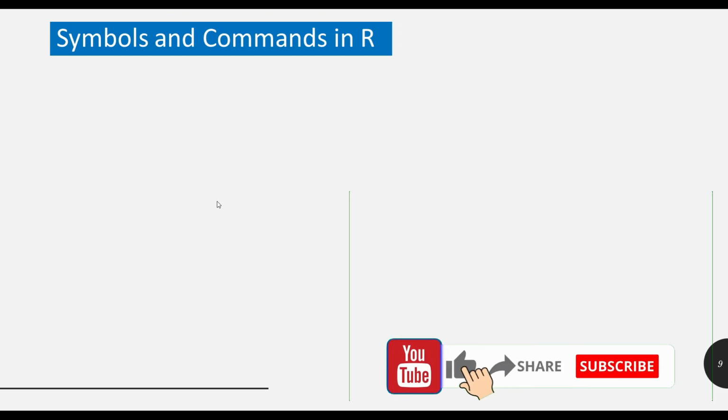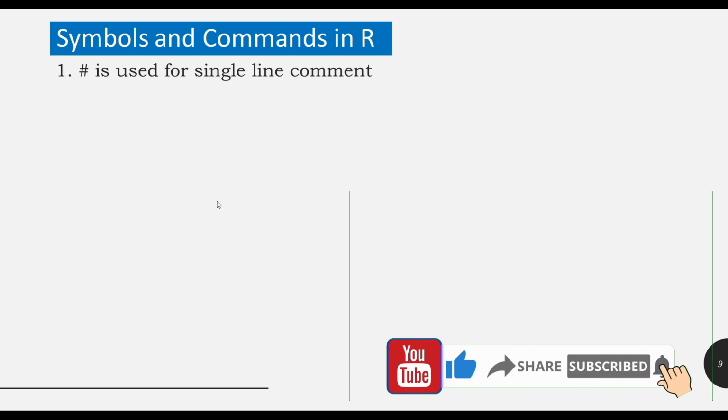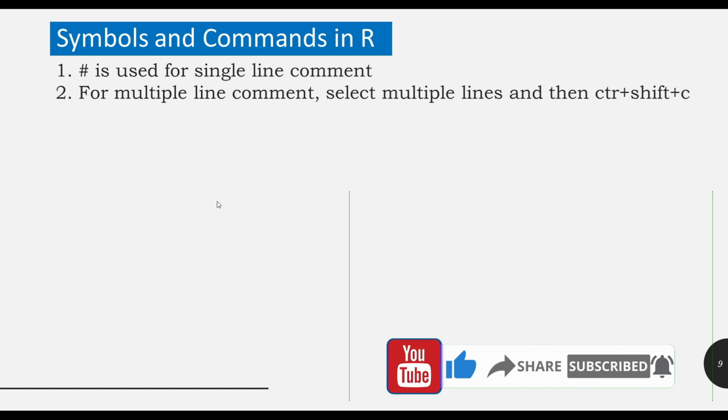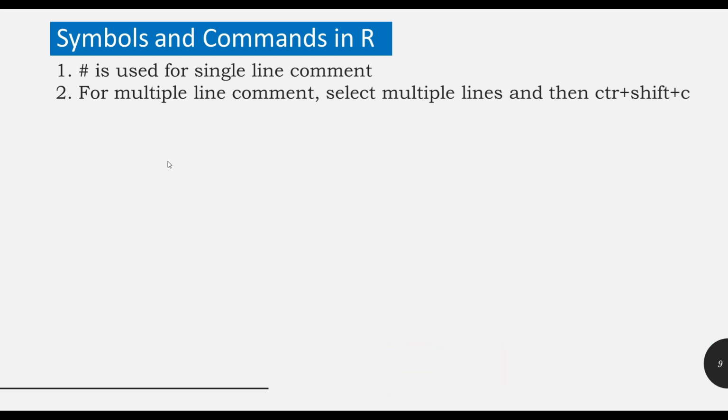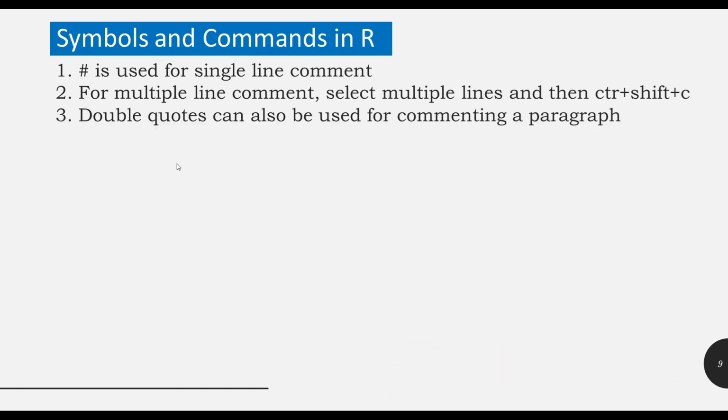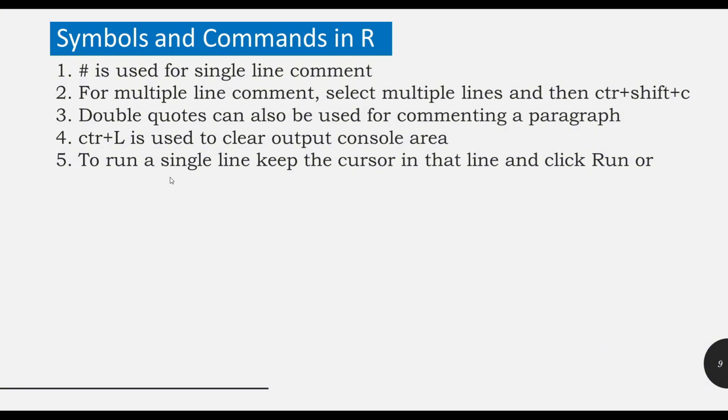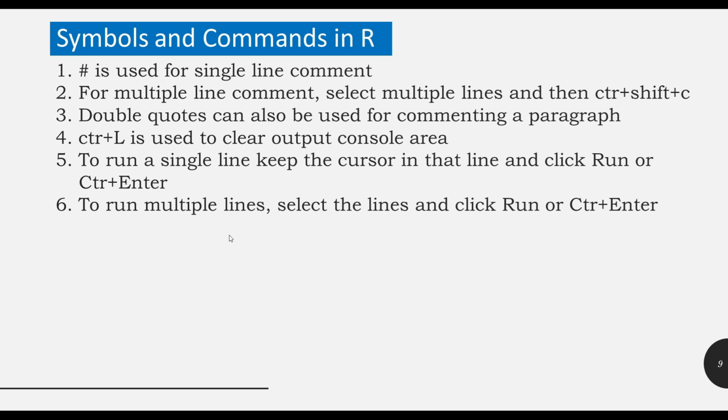Symbols and commands in R. First, hash is used for a single line comment. If you want to comment multiple lines, you can select them and press Control Shift C. Double quotes can also be used for commenting paragraphs. Control L is used for clearing outputs. To run a single line, keep the cursor on that line and click run or press Control Enter. To run multiple lines, select all the lines and press Control Enter.